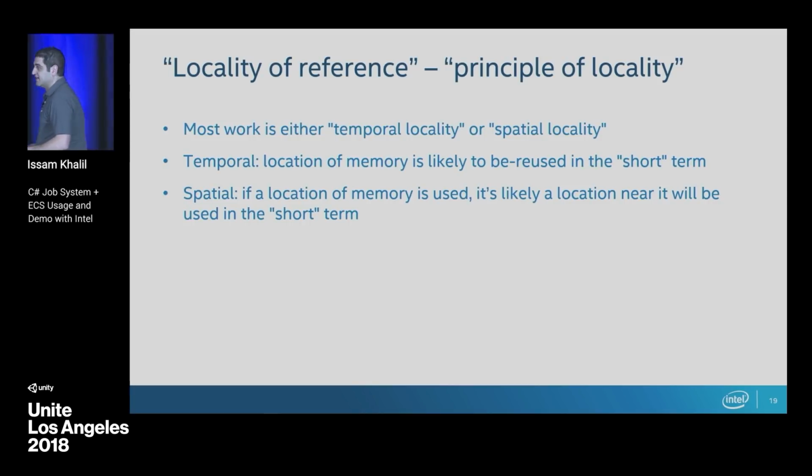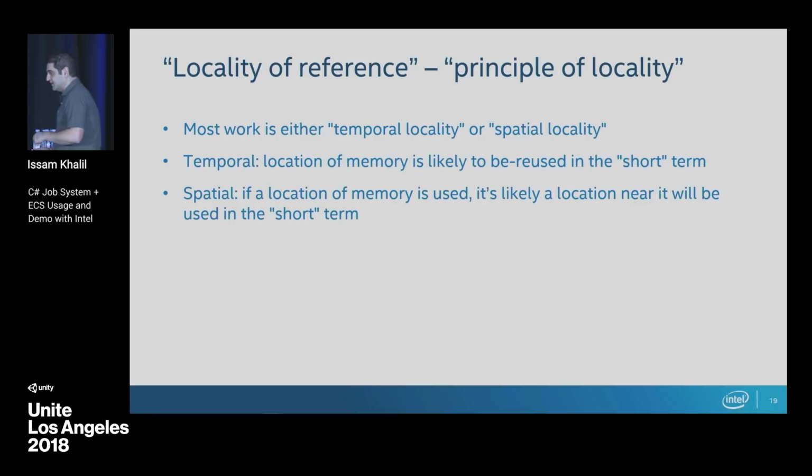Spatial is that if I use a location in memory, it's likely that I'm going to use something really close to it in the short term. If I have an array and I do a for loop on it, and I read position I, most programs will go to I plus 1 on the next step. They will access the next position in the array. So that was what was happening before.